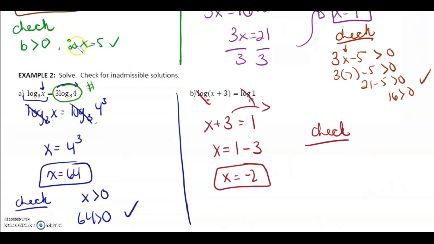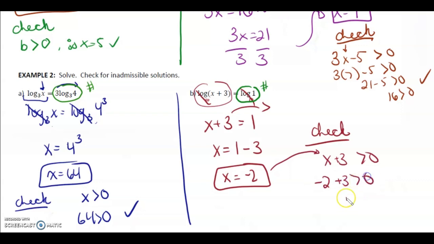Okay, so the check, going back up to the original, log base 10 of 1 is just a number, so we don't have to check that. This is just a number. We have to check when we have an x value. So we do have to check that x plus 3 is greater than 0. Okay, let's go ahead and sub in our solution. Negative 2 plus 3 is greater than 0. 1 is definitely greater than 0. So this solution is valid. x is going to be equal to negative 2.